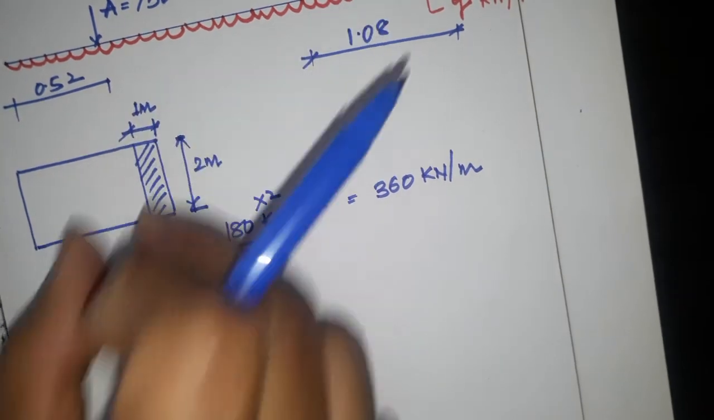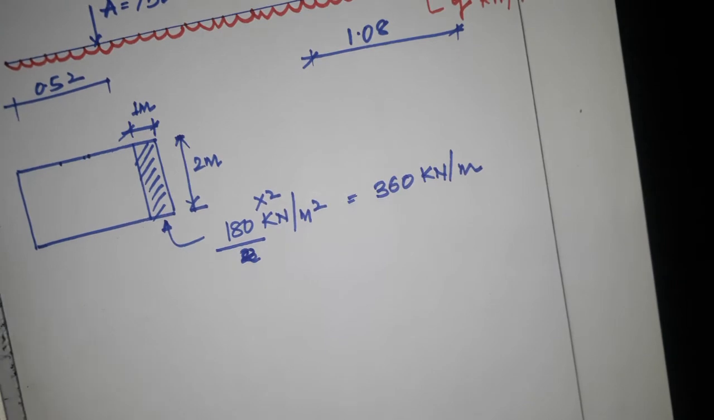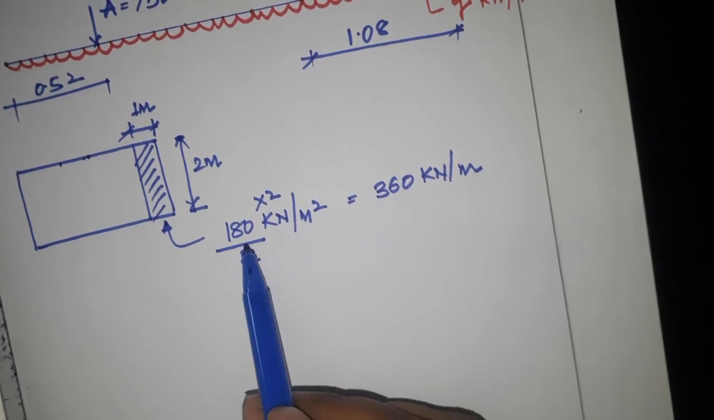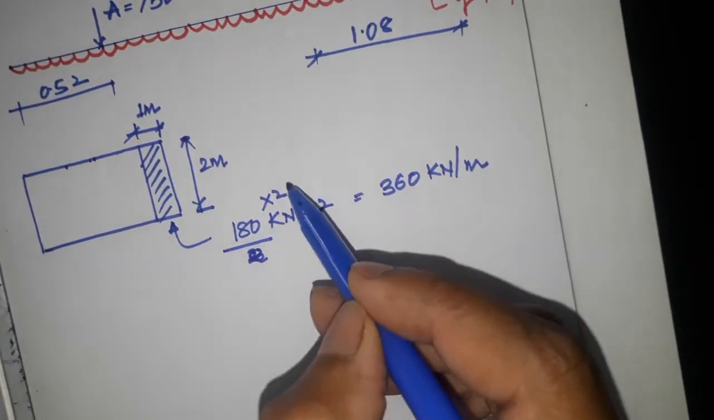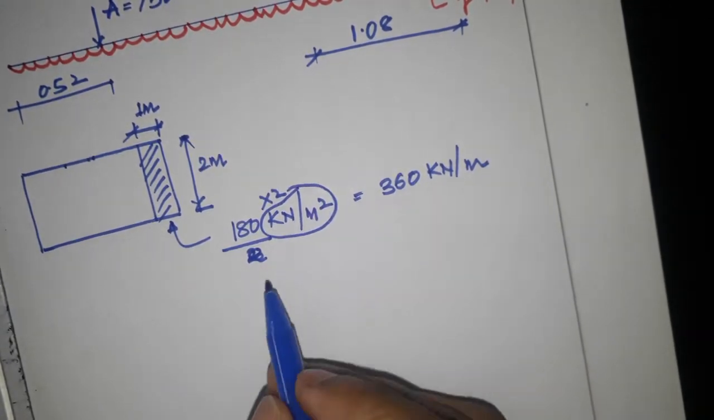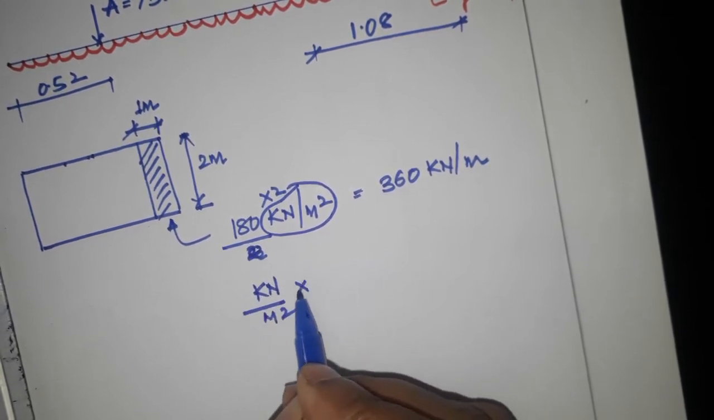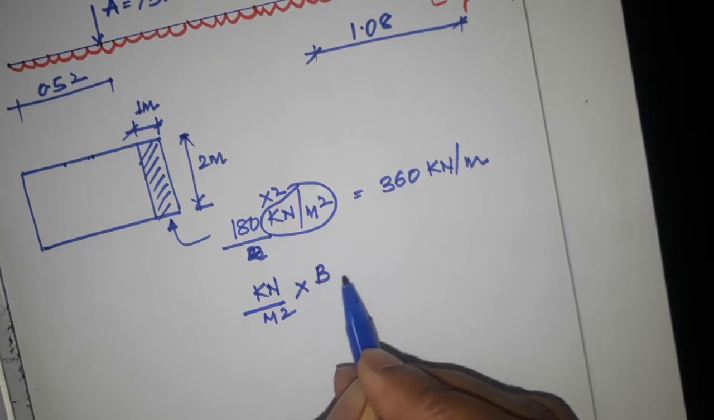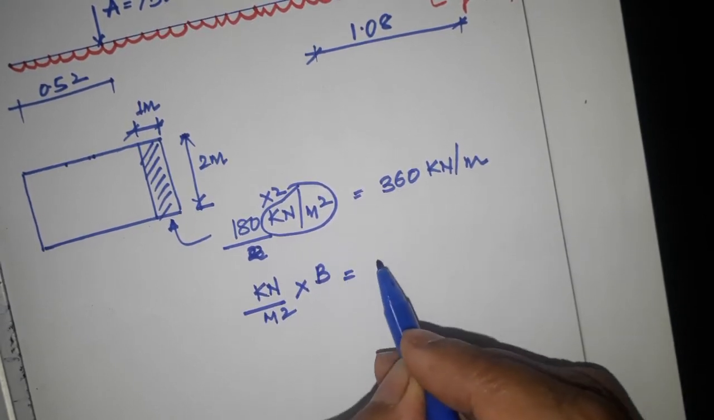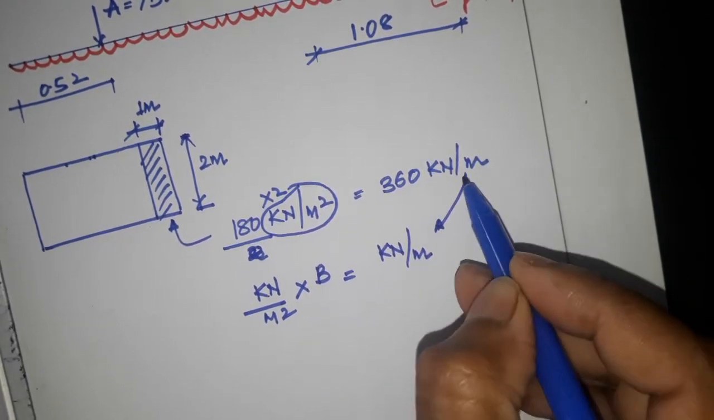So this is a strip of 1 meter. Then again it will act per meter, throughout the length of the footing. So that is 180. You have to multiply by the width of the footing, this is very important, because it is kilonewton per meter square. If you multiply by the width B, this will become kilonewton per meter.